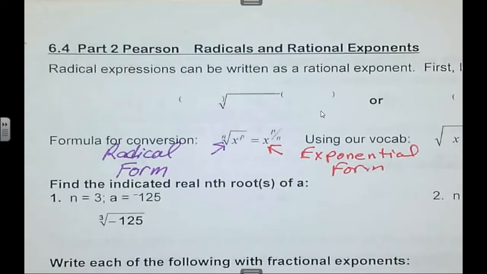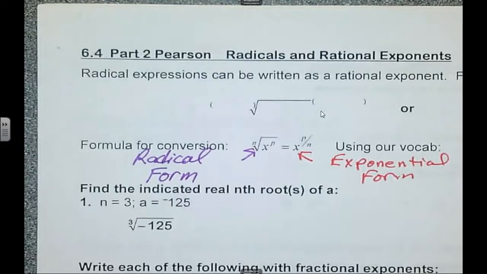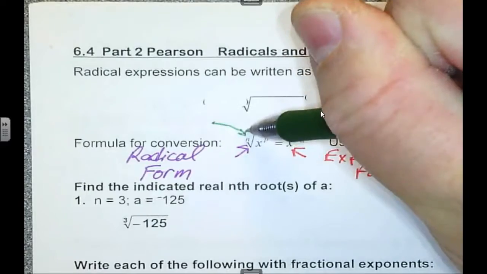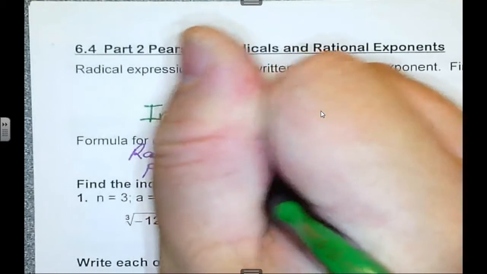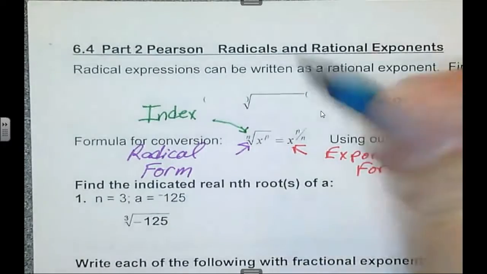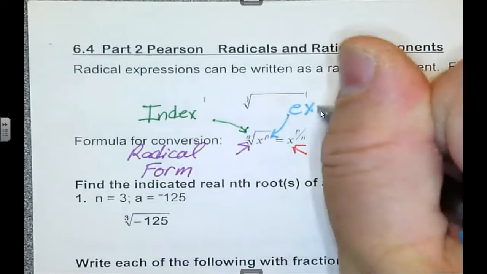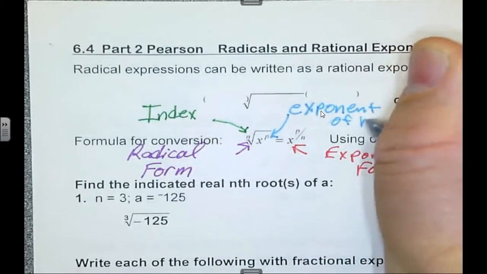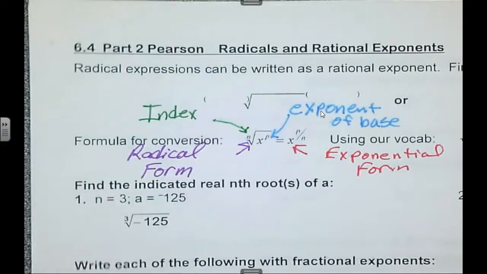Okay. Now we got a couple more terminology things. This number in our radical, that number in our radical is called the index. And we all know that this, in our radical form, is our exponent of the base. ¿Comprendes?